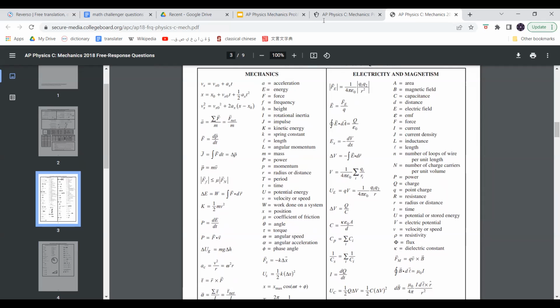If you want, we actually can stop here and I can go over each and every one of these equations if you want to know them. Do you guys want to try? Do you guys want to do that?